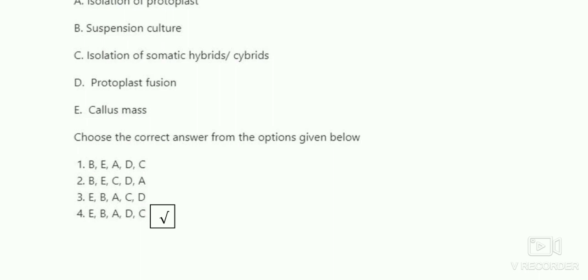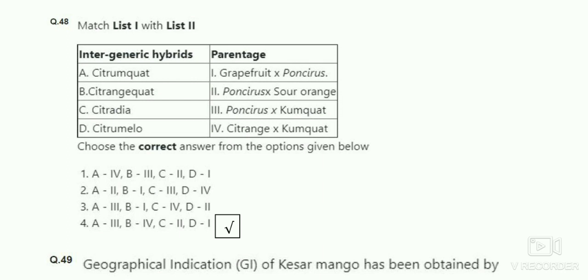Question number 48. This one is a very important question. This one was also repeated many times in our PhD entrance exam. So first one is citrumquat. So the right answer is Poncirus and kumquat. Next one is citrangequat. So citrangequat means citrange and kumquat. Then citradia. Citradia means Poncirus and sorrel. Then citrumelo, that is grapefruit on Poncirus. So by name only you can do it correctly.